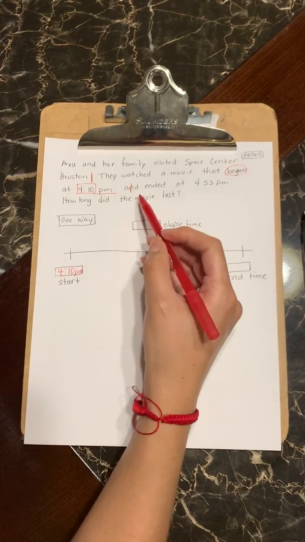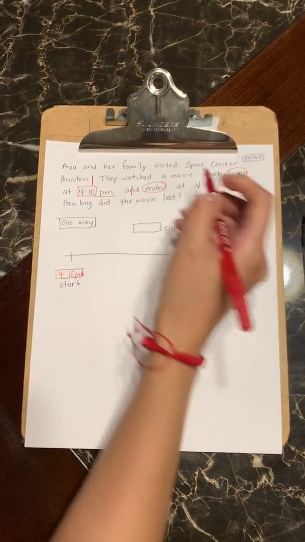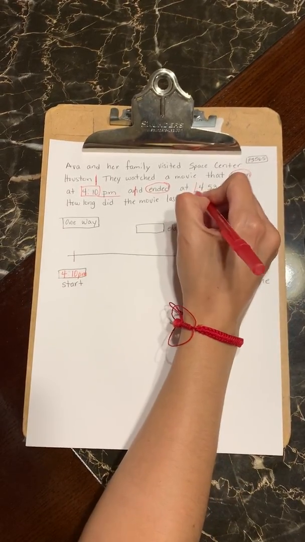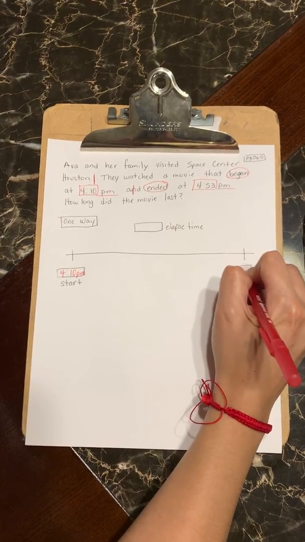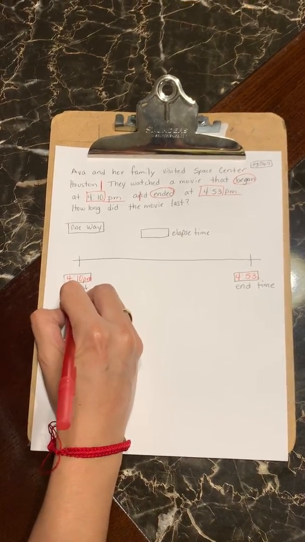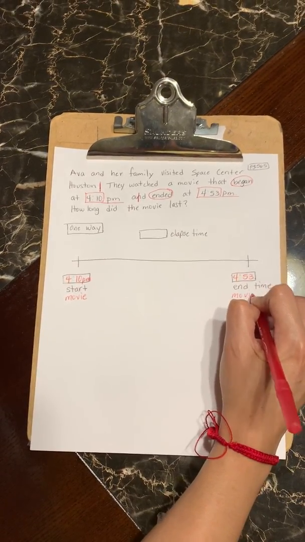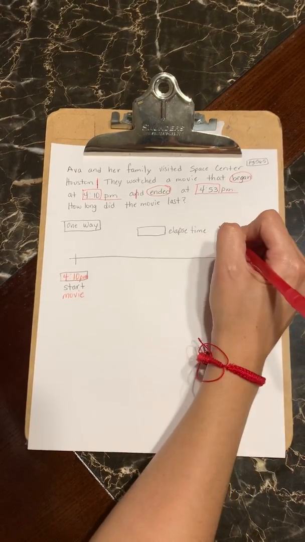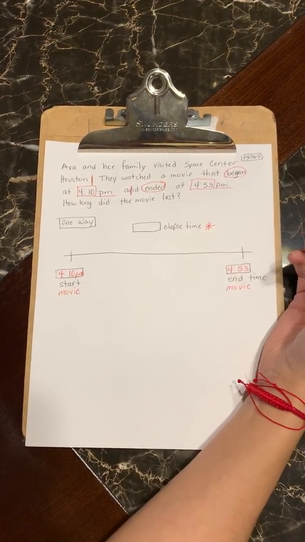If I continue reading, it says ended. The word ended is important because it means that it's the end time at 4:53 p.m. I'm going to go ahead and put that in here. Now, we're looking at the start of a movie and the end of a movie. That's what the problem is about. Your job is to find the elapsed time. So I'm going to put a star here because that's what we're going to find.